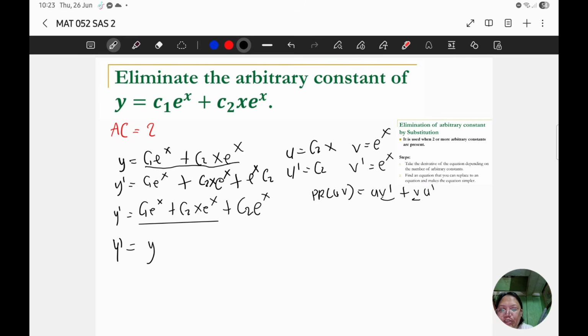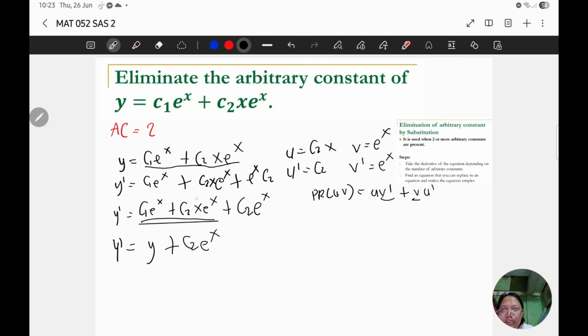So find an equation that is repeating. Since c sub 1 e to the x plus c sub 2 x e to the x is repeating, then you replace that one with the other term. Since c sub 1 e to the x plus c sub 2 x e to the x is equal to y, this one becomes y. Then copy c sub 2 e to the x.